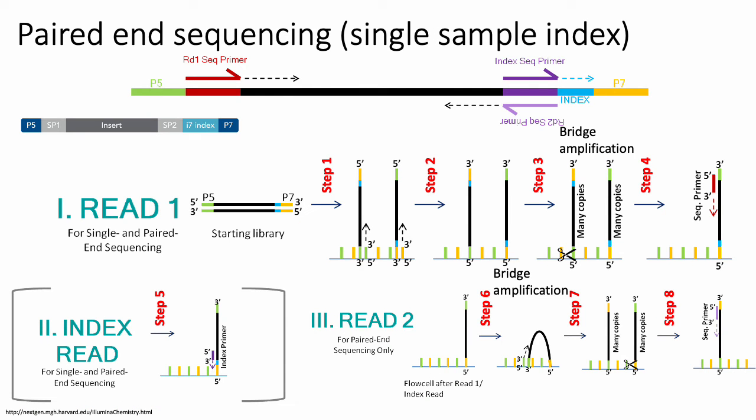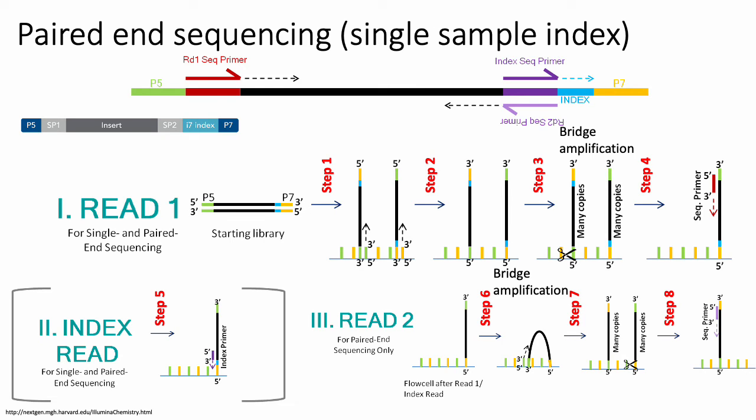So on the previous slide, I showed how sequencing of a single fragment can occur from one end. But previously we talked about how it's pretty common to do paired end sequencing, where you get reads from both ends of a given fragment. And so this slide is an illustration of how paired end sequencing works.